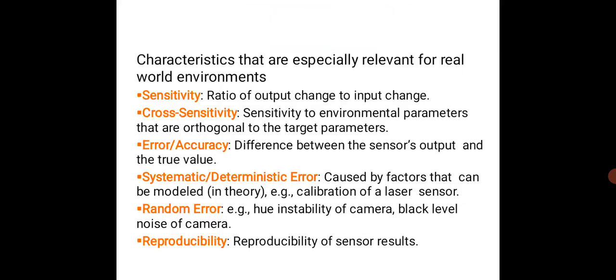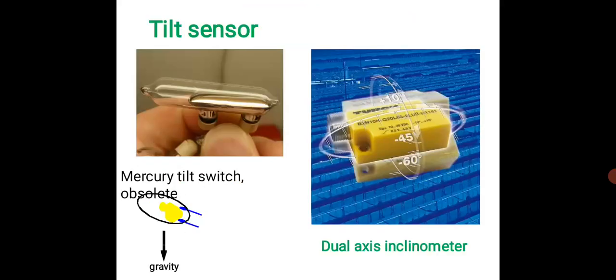These characteristics are specifically relevant for real world environments: sensitivity, cross sensitivity, accuracy, systematic or deterministic error, random error, and reproducibility. I have listed the various definitions over here. What do we mean by sensitivity? What is cross sensitivity? What is accuracy? And other factors.